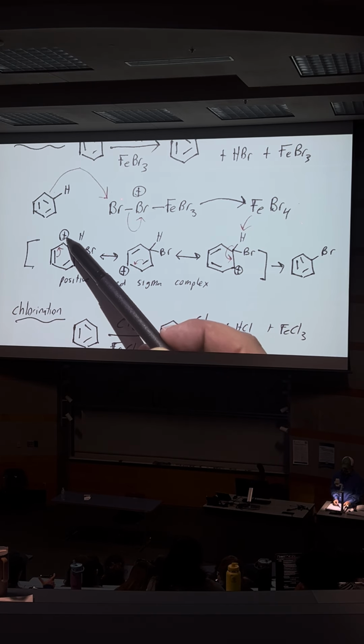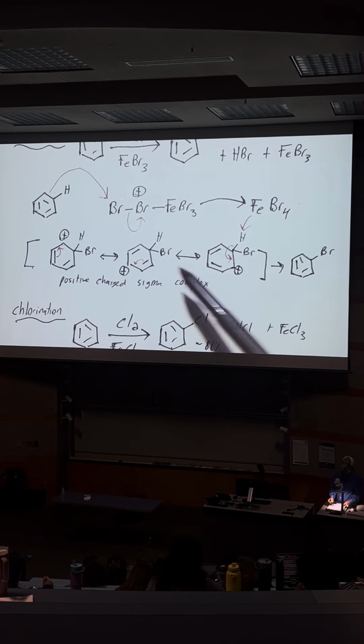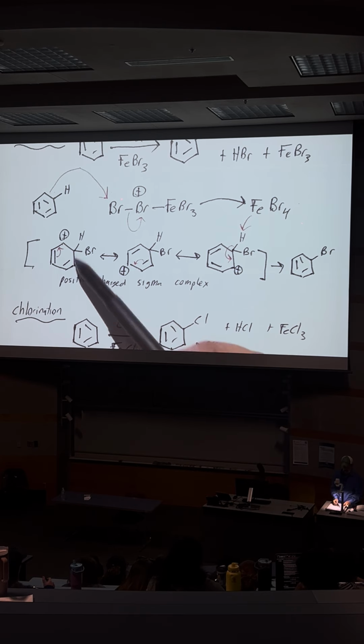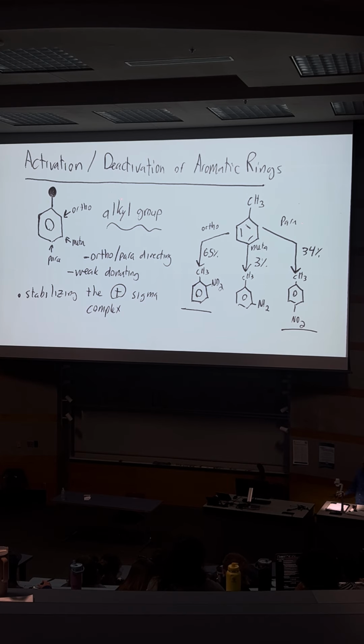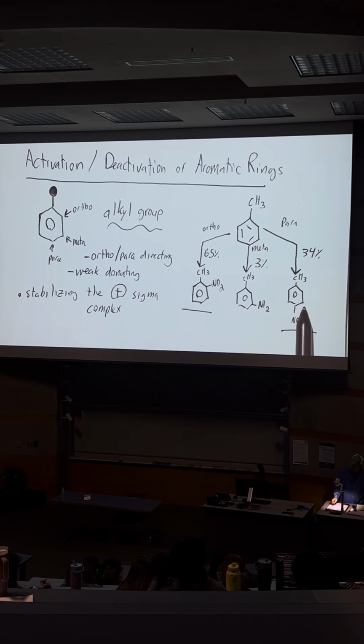And so you can see that the resonance of this places positive charges at the ortho positions and the para positions in this intermediate. What it means is that whenever you have something that donates electron density into the ring, the positive charges at the ortho and para positions get stabilized. And those end up being the positions that the second substitution will occur at, which is why we see an amplification of the ortho and the para positions and not the meta.